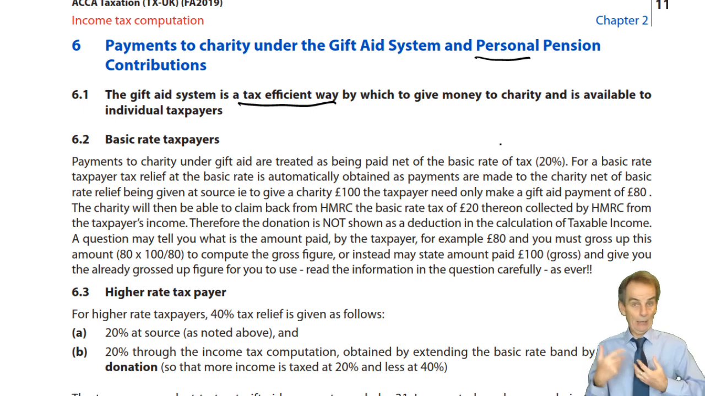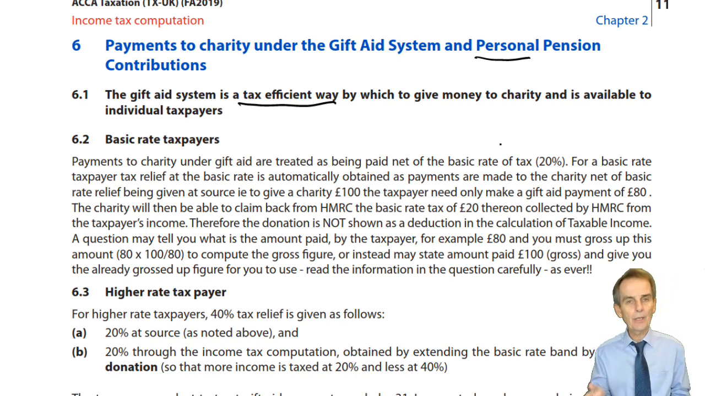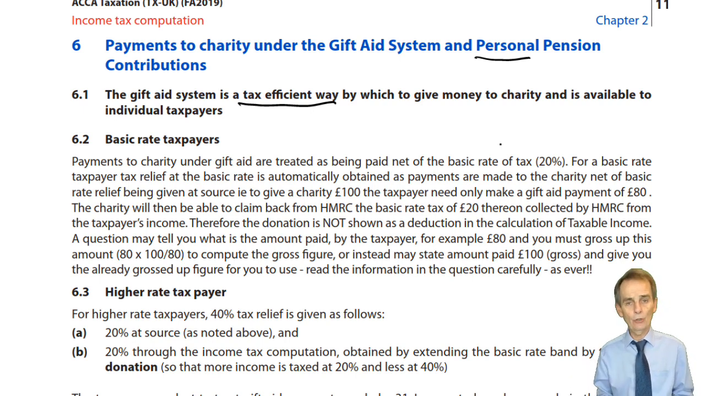Now that's the rationale behind the system. You don't have to know that, but everybody asks, why do we do that then? That seems very odd. That's it, and that's as much as I'm telling you about it. What we've now got to look at is how, when presented with a Gift Aid payment, whether you are a basic rate taxpayer to begin with, or a higher or an additional rate taxpayer, what do we have to do to deal with that on our income tax computation?